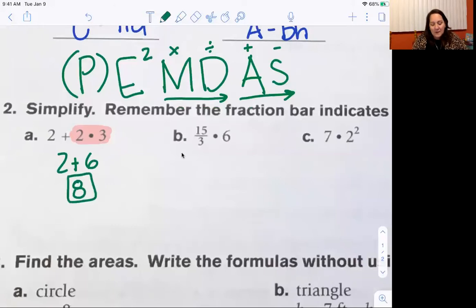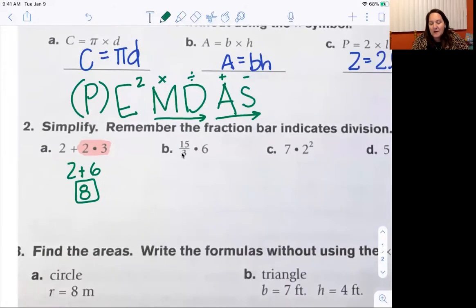Now look at B. It says, remember the fraction bar indicates division. So would we do 15 divided by 3 first or multiply by 6? There's nothing to multiply by 6, right? So we have to do 15 divided by 3 first. If you notice, and I think some of you probably have, I have highlighted the 15. I highlight what I'm going to work on first. And I do that for two reasons. One, so that you can see which one we're doing first. And two, so that I can see which one I'm going to be doing first.